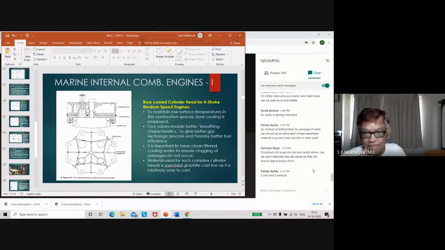If you have 6 valves, you need a rocker arm which is going to operate those 6 valves. Very complicated. You have to keep it simple. You have to keep it simple and highly efficient. So 4 valves in diesel engines are the limit, not more. 2 are exhaust valves and 2 are inlet valves.